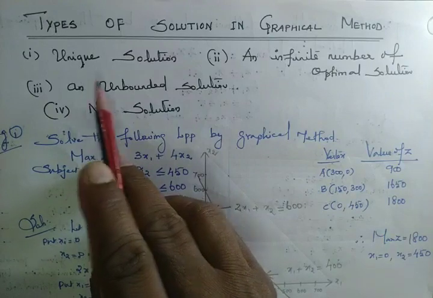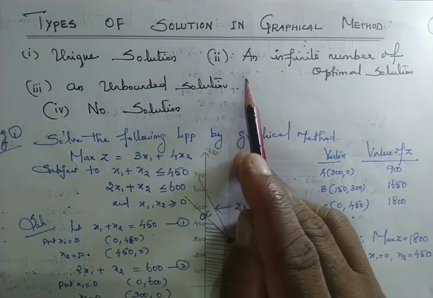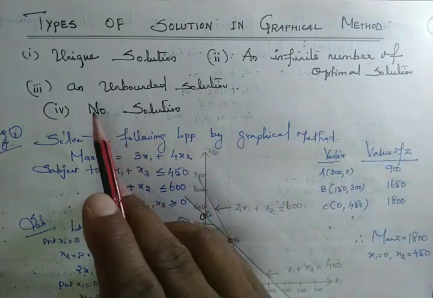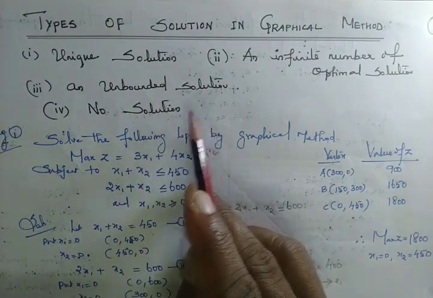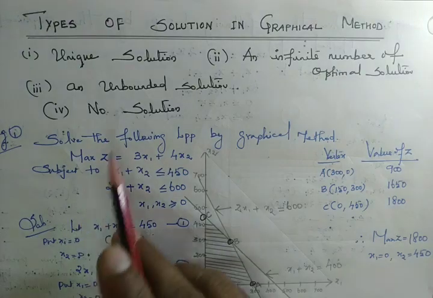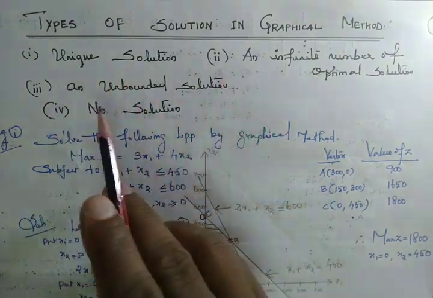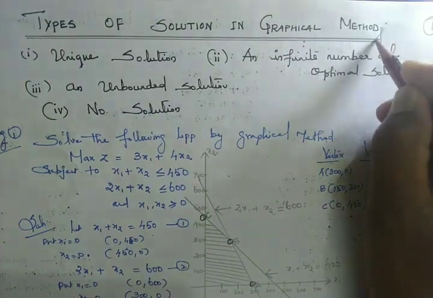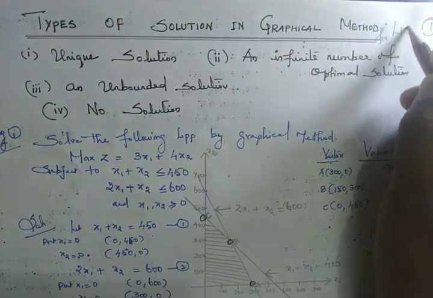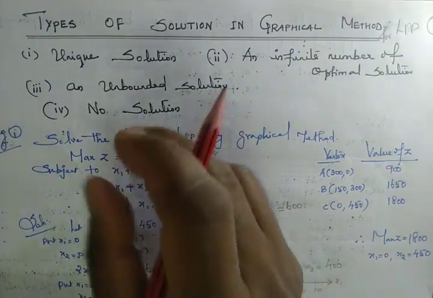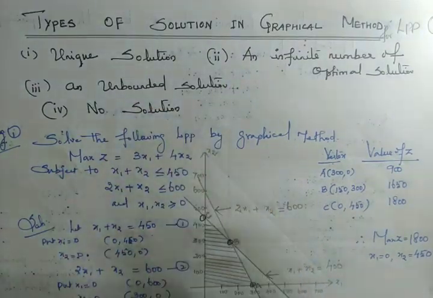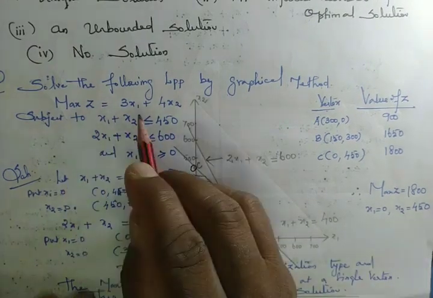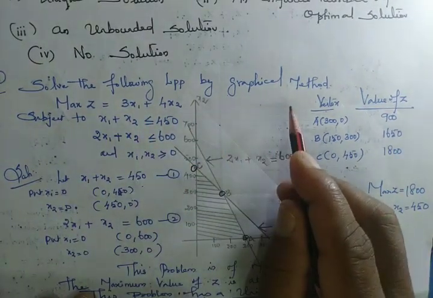Number one is a unique solution, the second is an infinite number of optimal solutions, then an unbounded solution, and no solution. So we have four types of solutions in the graphical method for solving an LPP. Now I'll explain one example for each solution. First I'll take one problem: solving an LPP by the graphical method.